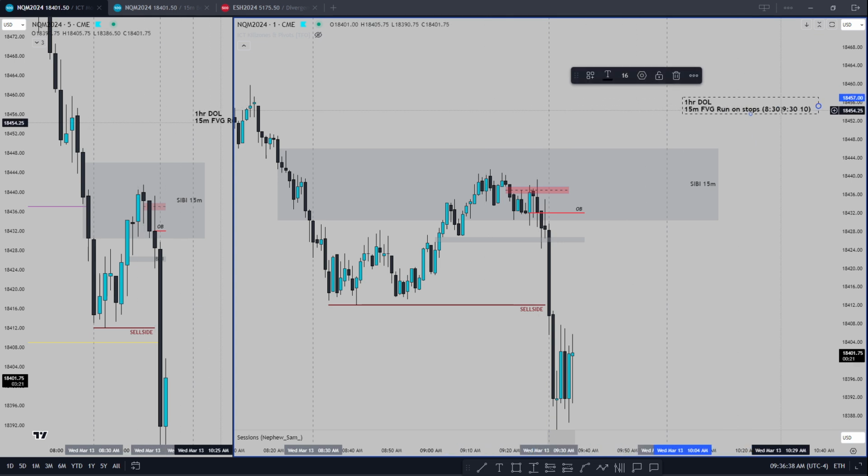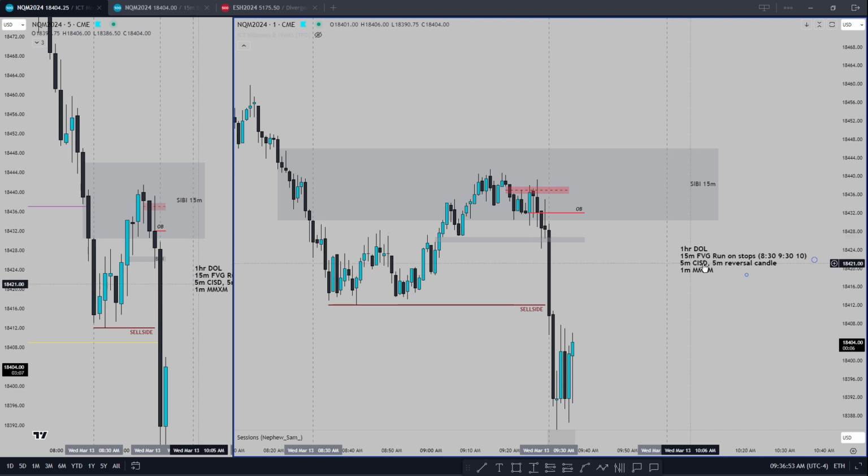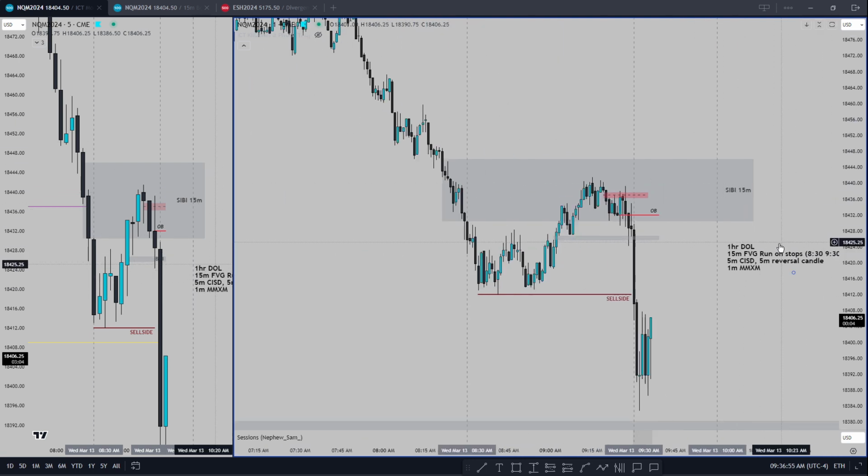Then you're looking for a 5-minute CISD or a 5-minute reversal candle and a 1-minute market maker model. And that's your whole framework. That's really the framework I'm using.